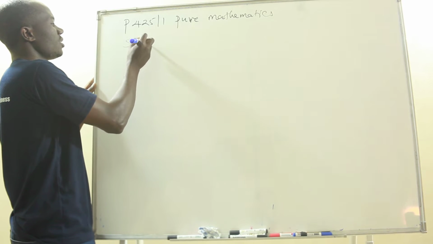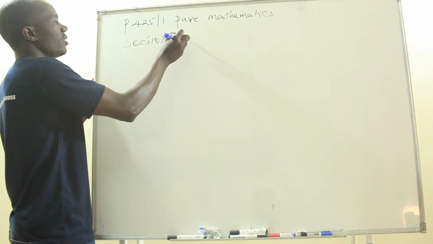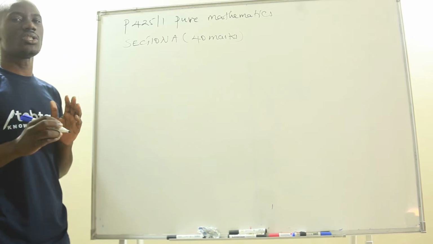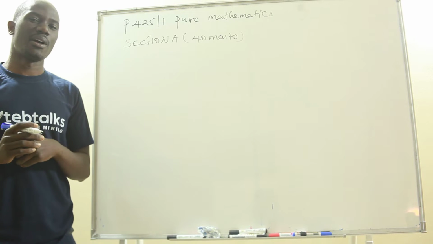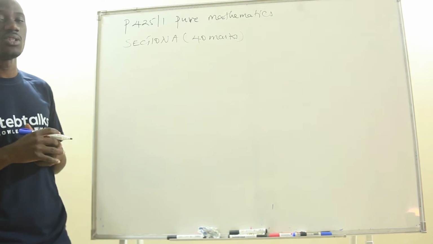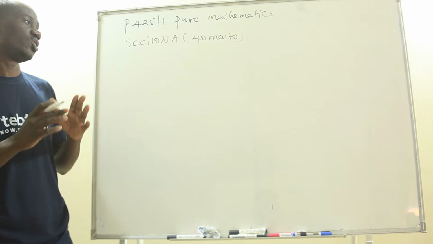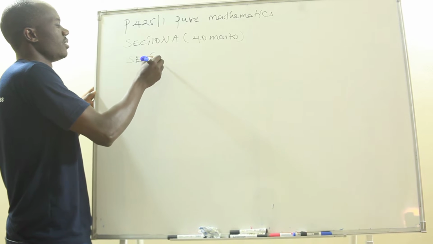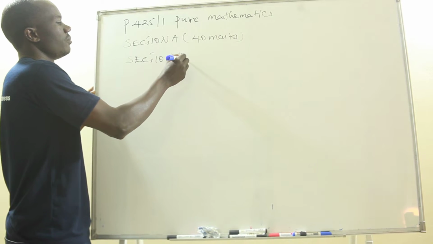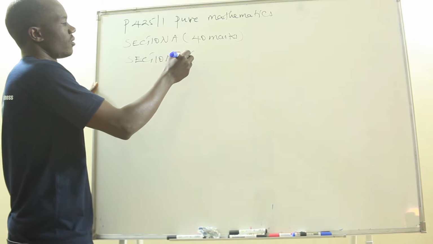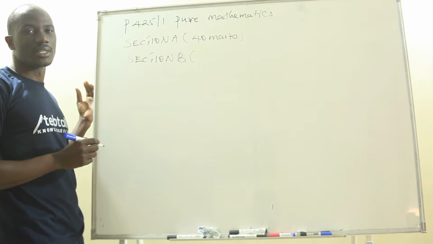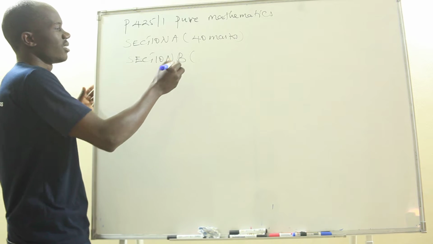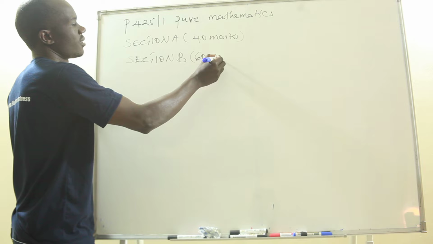It comprises of two sections. We have section A, which carries 40 marks and consists of 8 questions, each number carrying 5 marks. And as a student, you are supposed to attempt all. Section B consists of 7 questions, and you are supposed to attempt 5. Each question carries 12 marks, totaling 60 marks.